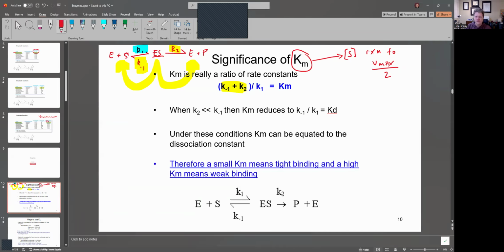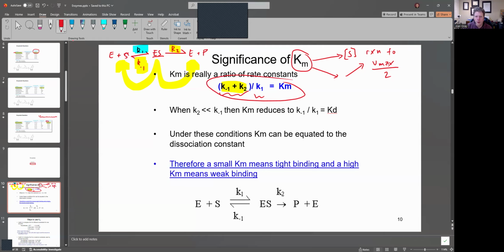Now, I think it's very helpful to think about Km in this sense right here. We're looking at it as half of our maximum velocity, or the substrate concentration that gets us to half of the maximum velocity. If you think about all of these steps for these different rate constants, we have the formation of our enzyme substrate complex, but we also have the breakdown of our enzyme substrate complex. So that's what we're balancing with this expression right here.